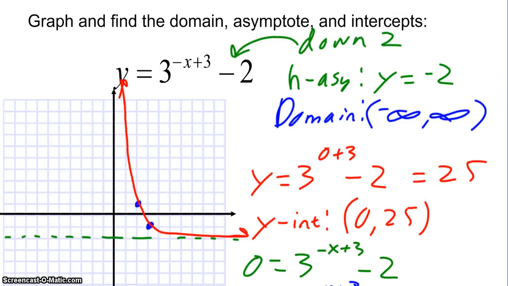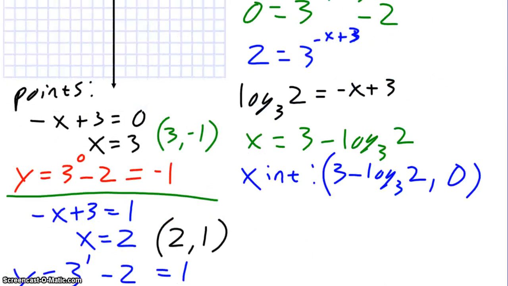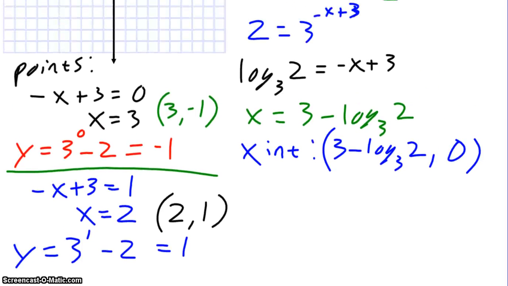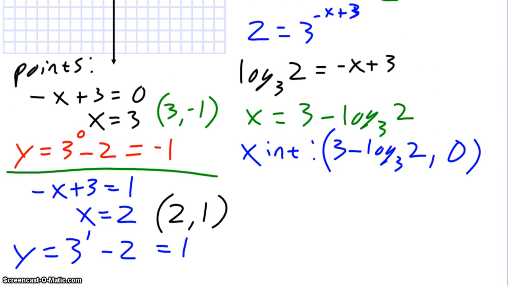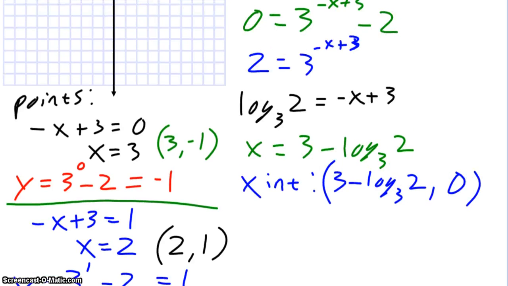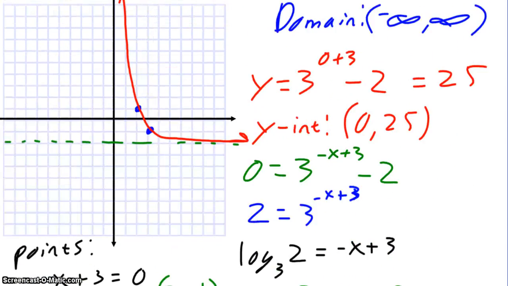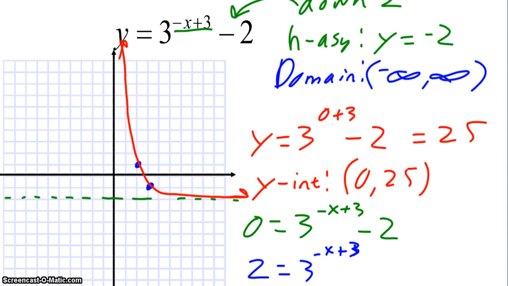My thought process, though, to find those points is that I know if this negative x plus 3 equals 0, it's really easy for me to evaluate, and if the negative x plus 3 equals 1, it's really easy for me to evaluate. So that's how I came up with the points (2, 1) and (3, -1). Again, had I recognized from the beginning that these functions are inverses, I could have just flipped the x and y values from the previous problem. So now I plot the points, I graph the asymptote, and I draw my curve.